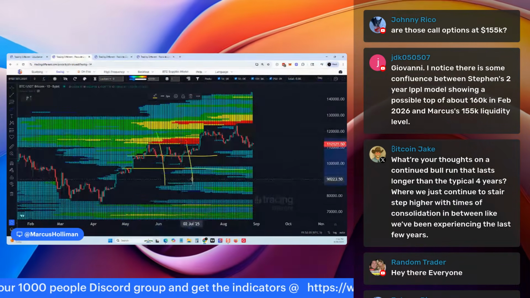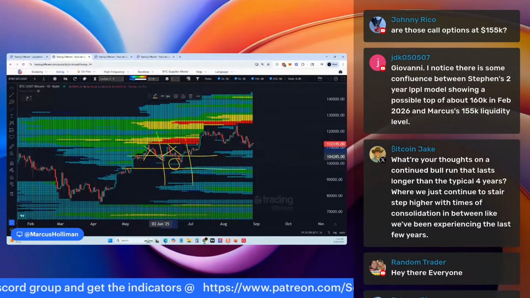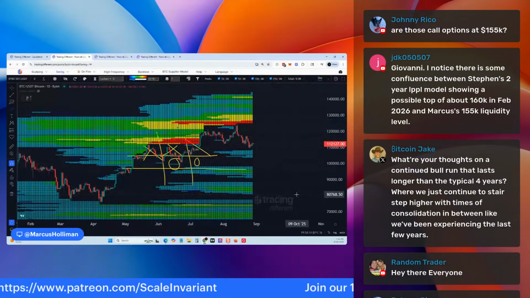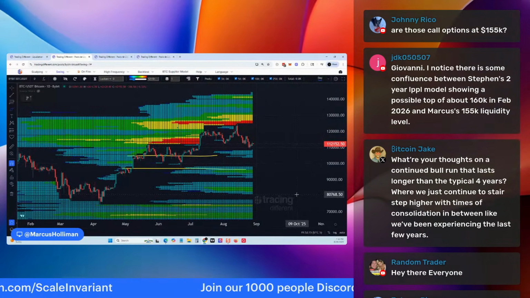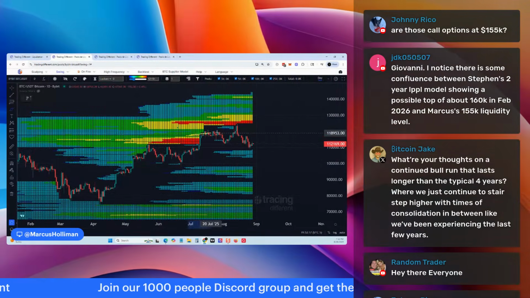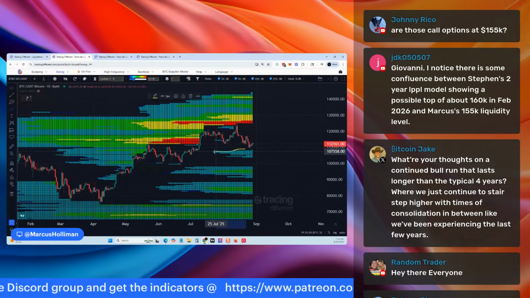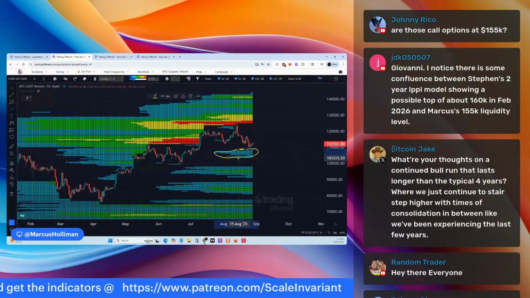Displacement, accumulation, displacement, accumulation, displacement. I like the fact that we created a new support level, right? Relative to what we had up to July. Yep, that's it.